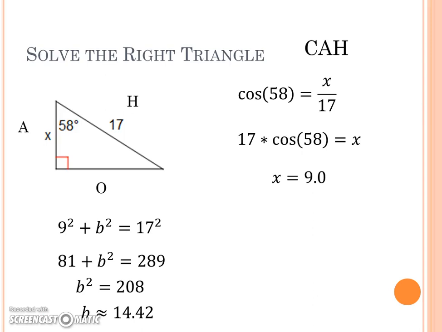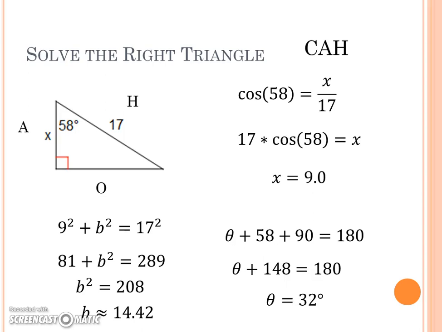To find our third angle, triangles add up to 180 degrees. So we just do our theta, our angle, plus 58 plus 90 equals 180. Add them together, you get 148, subtract from 180, you get 32 degrees.